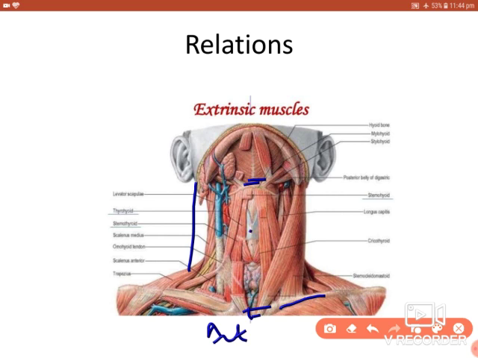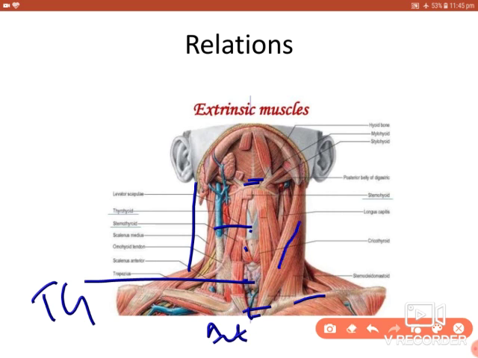Here you can see this is the thyroid cartilage. This is the cricothyroid muscle. See, this is the thyroid gland. Anterolaterally to this thyroid gland, it's related to muscles attached to the hyoid bone. These are the infrahyoid muscles. So these are the strap muscles of the neck.